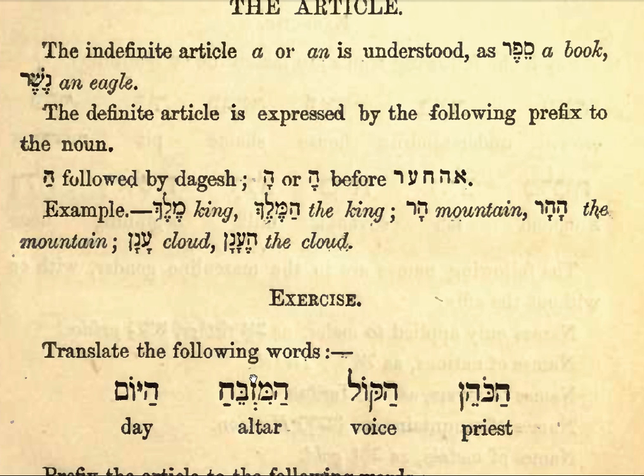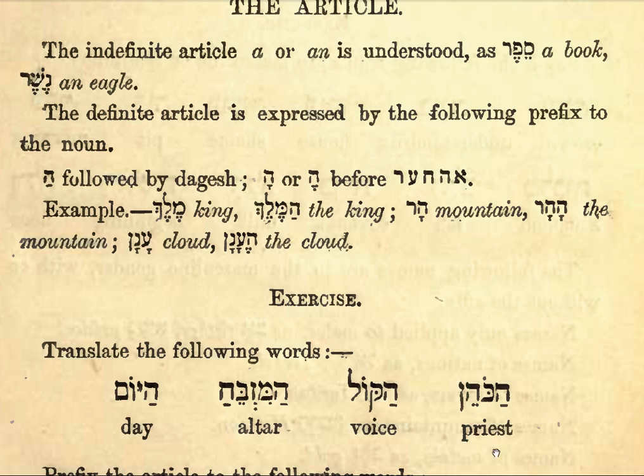Translate the following words. I'm going to read it out to you and then pause a bit and then translate it. The basic word has been translated for you underneath. So, hak-kohen, the priest. Hak-kol, the voice, which is kol. Ham-mizbeach, the altar, and mizbeach is the altar. Hay-yom, the day, yom is day, hay-yom, the day.